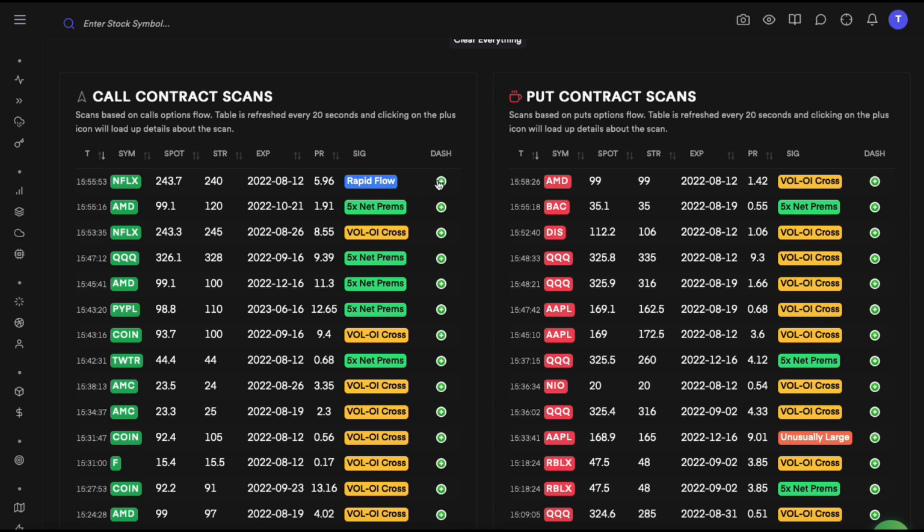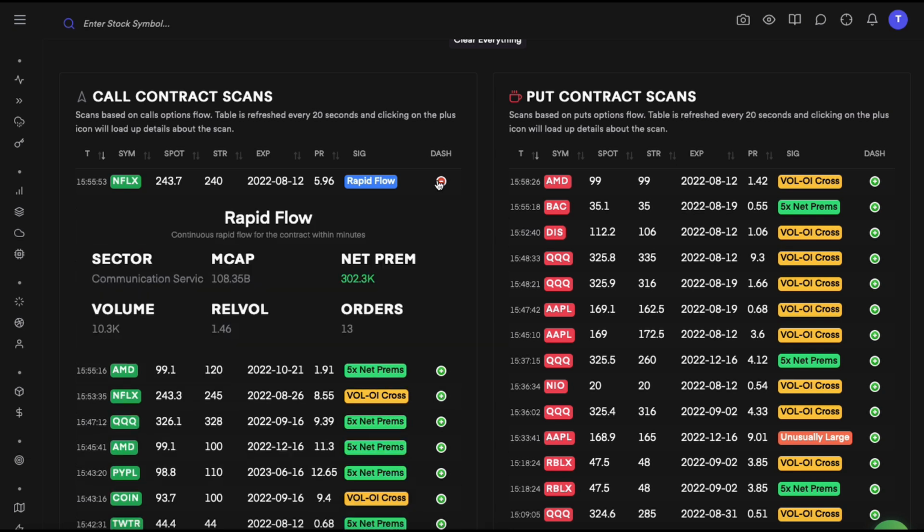You can know that if you click on the dashboard symbol. When you do that, you're going to see a small heading with some more information about this contract and some overall stats about this contract. So what is rapid flow? Rapid flow just means continuous rapid flow for a contract within a couple of minutes.